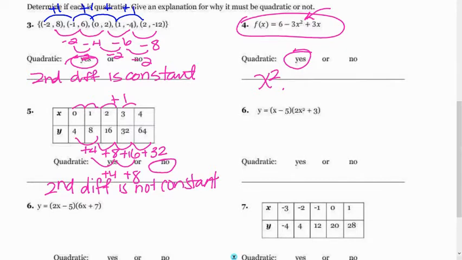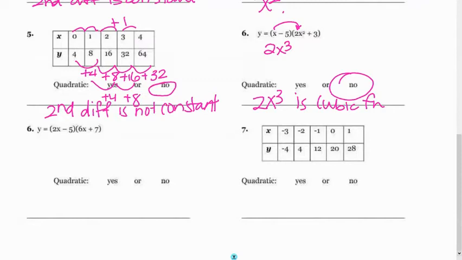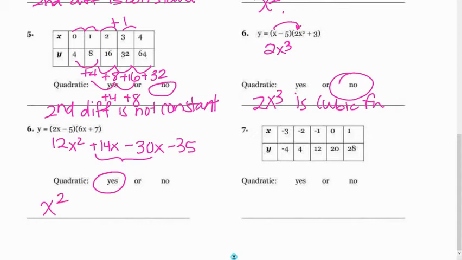Number 6, to determine this, I'm going to FOIL it, or you could use the box method. But when I take x times 2x squared, I get 2x cubed, and I'm going to stop right there. 2x cubed is a cubic function, okay, not quadratic. Again, I'm going to FOIL, so I get 12x squared plus 14x minus 30x minus 35. And I could combine like terms, but I can tell here that this is a yes because it's an x squared and the largest degree is 2.